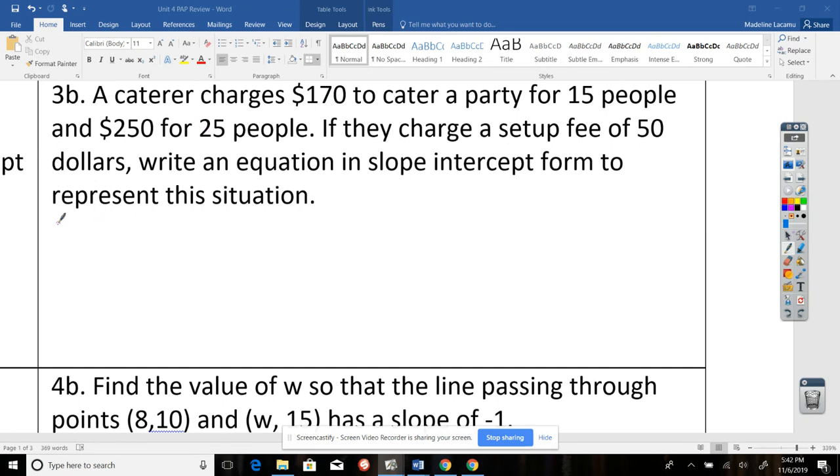So we're going to go ahead and write our two points here. So the first one is for 15 people, it costs $170. So the 15 people is our X. Our Y is the $170. Now our other point, we have 25 people, and it costs $250.